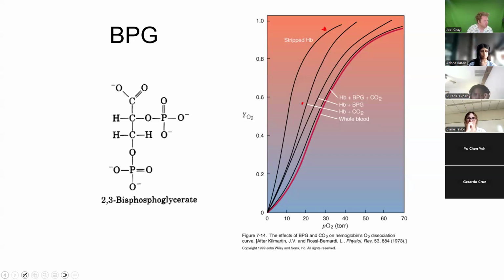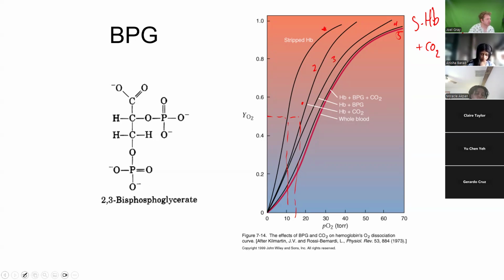Now, this next line right here. So let's go ahead and look at our P50s. Stripped hemoglobin, P50, I'm going to say that that's approximately about 10. Our next line is the same hemoglobin, but we put CO2 in the environment. I'm going to number it 2, 3, 4, 5. Number 2, our hemoglobin plus CO2, is going to have a P50 of about 15. And if there's any numbers here that you're like, where's that coming from? Please don't hesitate to stop me.